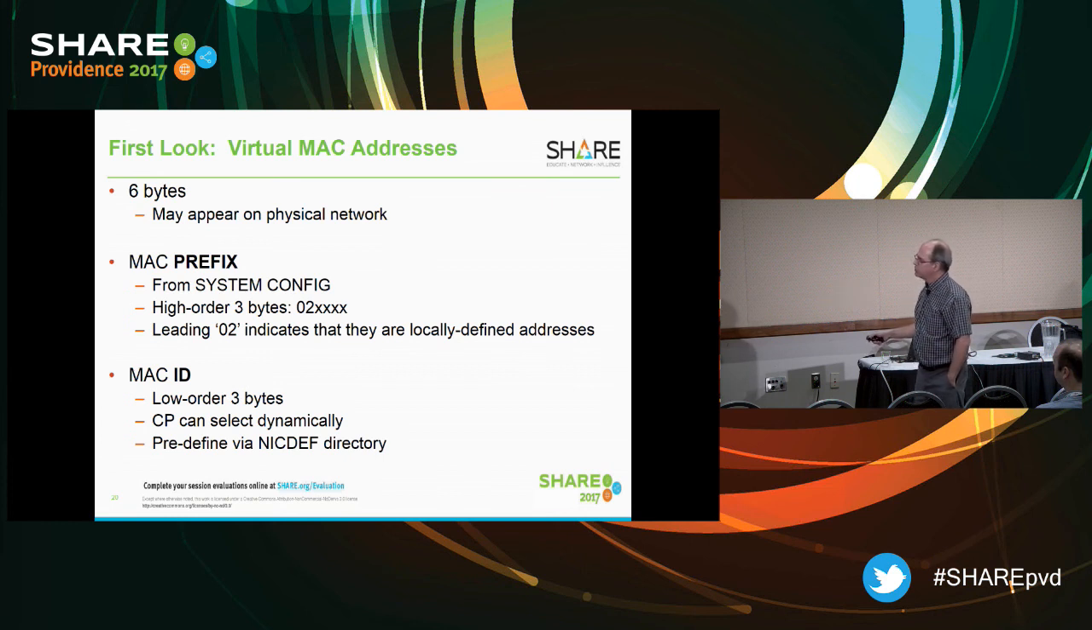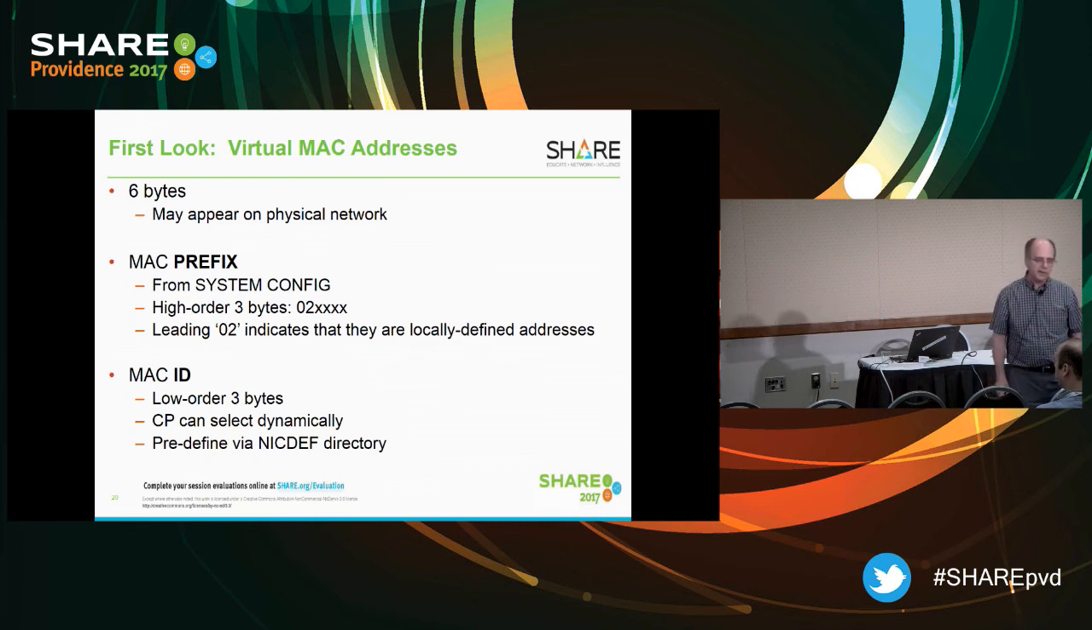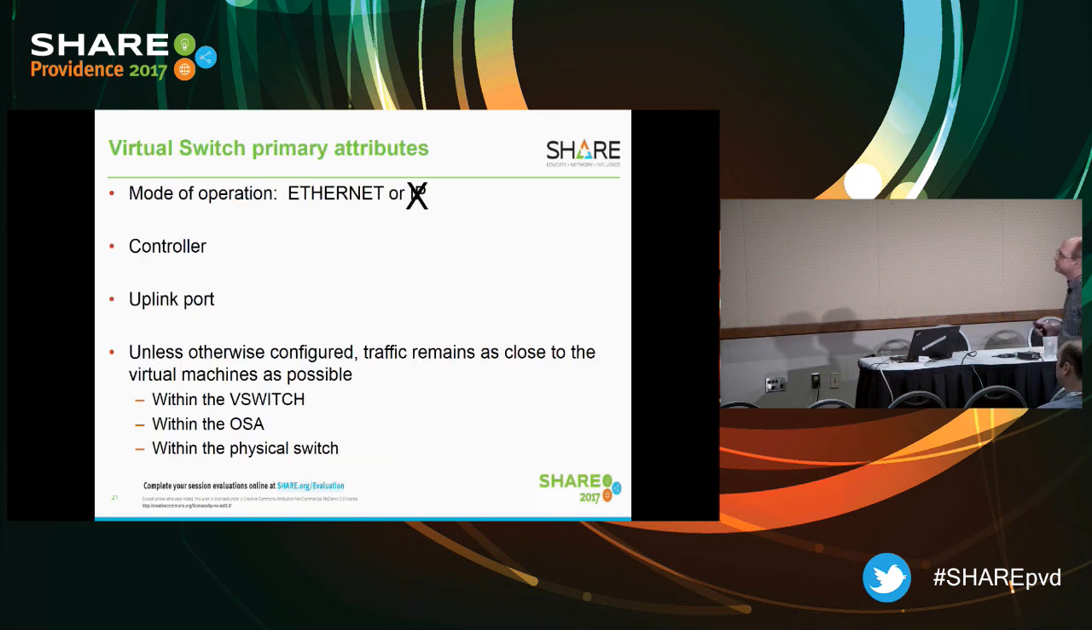But you can choose to predefine the low order 3 bytes as well, and I'll show you how that's done. Sometimes I actually want the same MAC address all the time associated with a particular virtual NIC. If you're trying to use DHCP to assign IP addresses and you use the MAC address as the key, then it needs to be the same every time that virtual server comes online. And that's why we might predefine it.